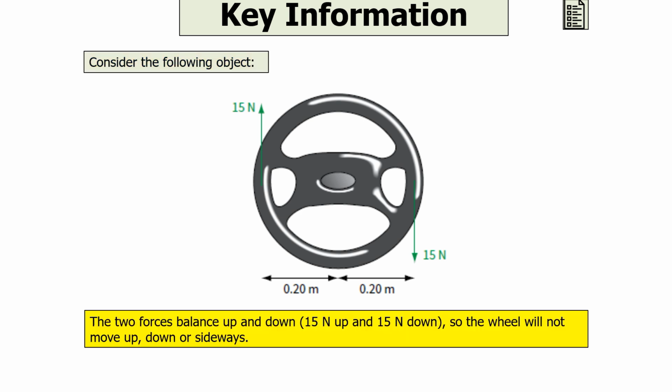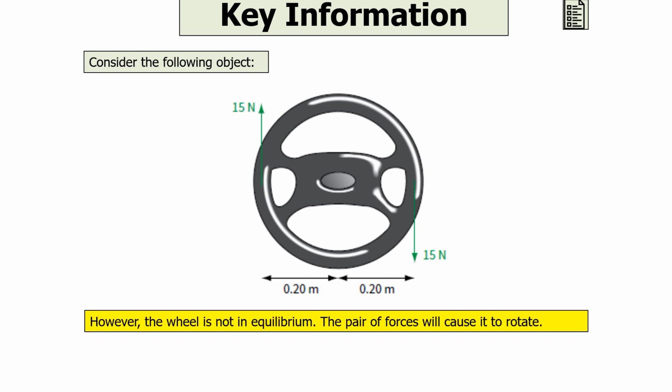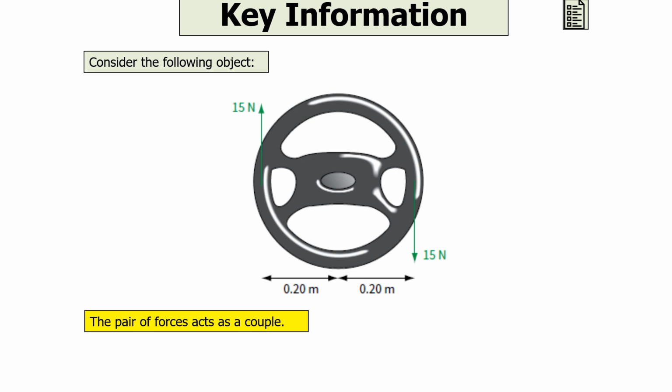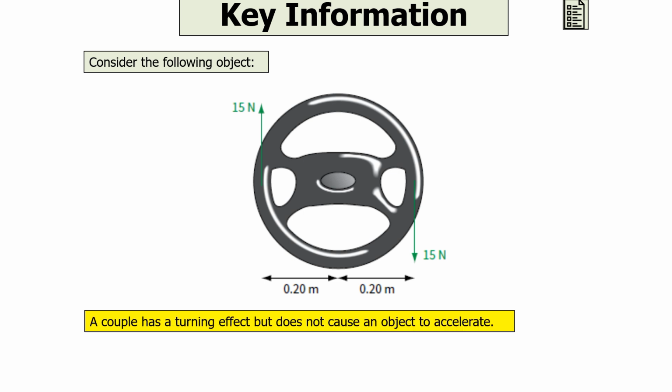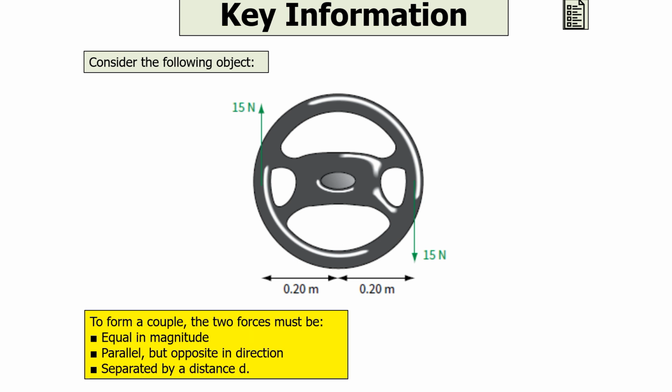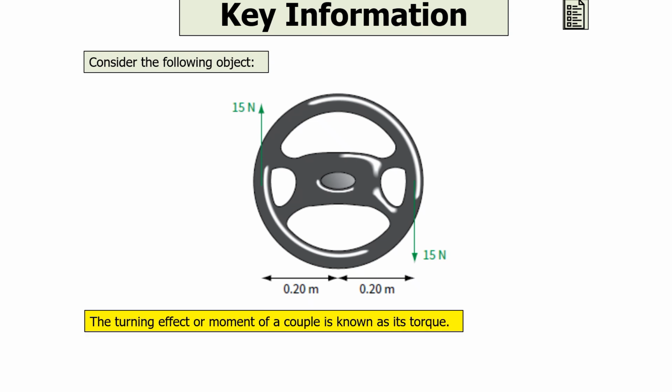So consider the following object. The two forces in this example balance up and down, so it's 15 newtons up and 15 newtons down, so the wheel will not move up or down or sideways. But the wheel is not in equilibrium, because whilst there is no linear resultant force, the pair of forces will cause it to rotate. So the pair of forces act as a couple. A couple will have a turning effect but does not cause our object to accelerate. To form a couple, the two forces must be equal in magnitude, parallel but opposite in direction, and separated by a distance d. The turning effect or moment of a couple is known as its torque.